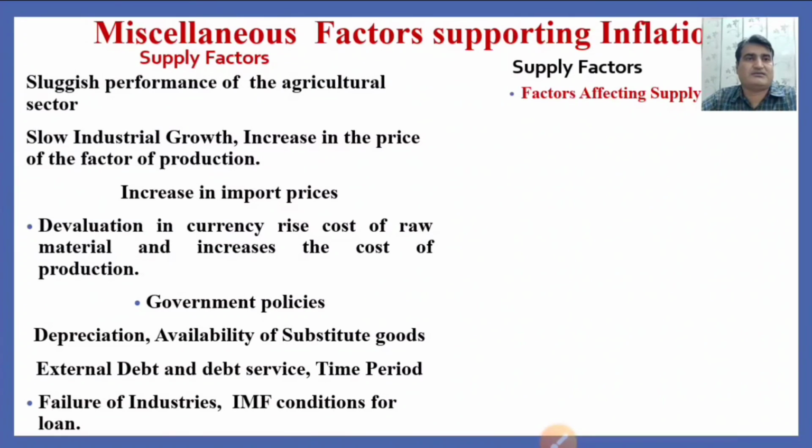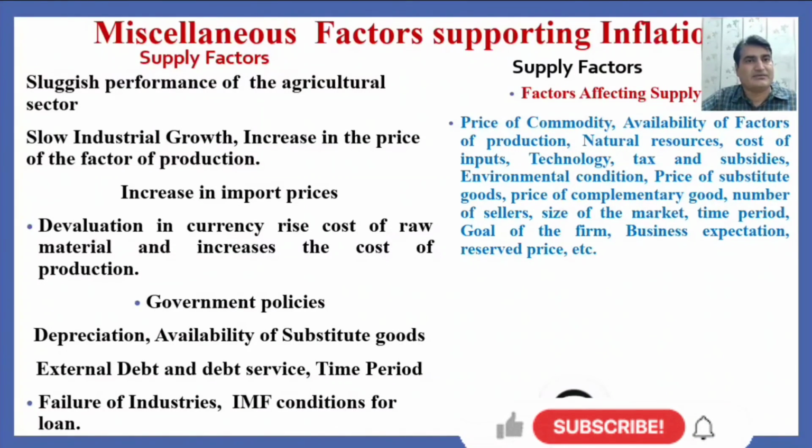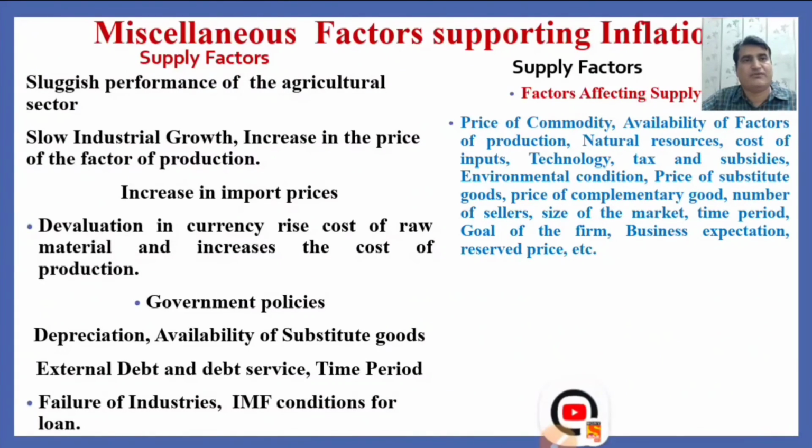And these are the factors which affect supply: the price of commodity, availability of factors of production, natural resources, cost of input, technology, tax and subsidies, environmental condition, price of substitute goods, price of complementary goods, number of sellers, size of market, time period, goal of the firm, business expectation, reserve price. These also affect the supply, and these are the factors affecting elasticity of supply.